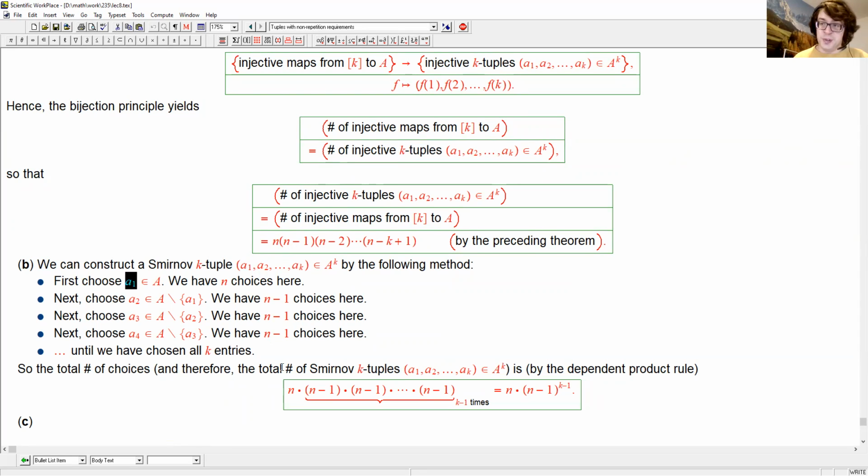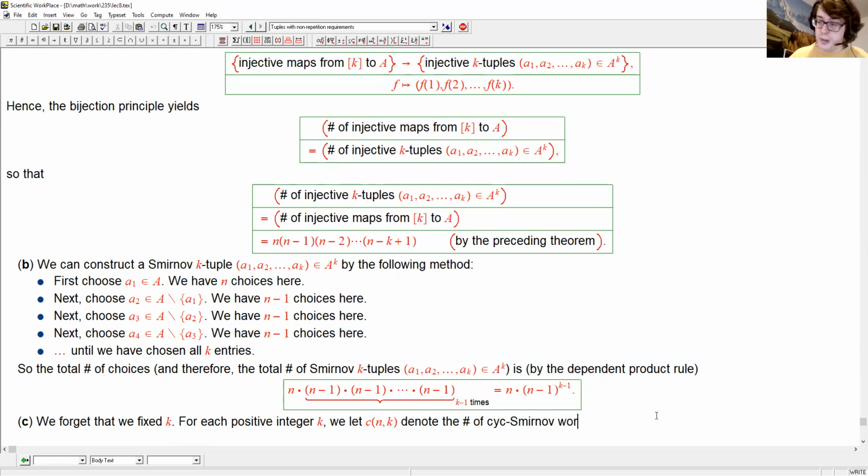So if you look at this as a path diagram, you will actually see that different paths have different numbers written on them. So this kind of dependent product argument no longer works. And we have to be a bit more systematic. So forget that we fixed k. We no longer consider it as fixed. Instead, for each positive integer k, we let C(n,k) denote the number of 6-Smirnov words, k-tuples.